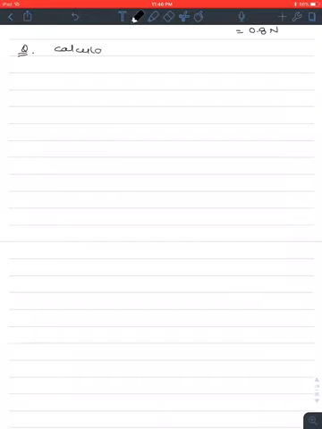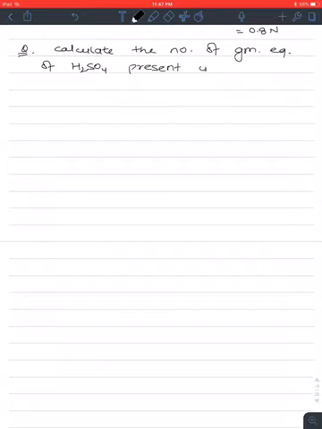Calculate the number of gram equivalent. Calculate the number of gram equivalent of H2SO4 present in, let us suppose, 100 ml of 0.2 N H2SO4 solution. So what we have to find?